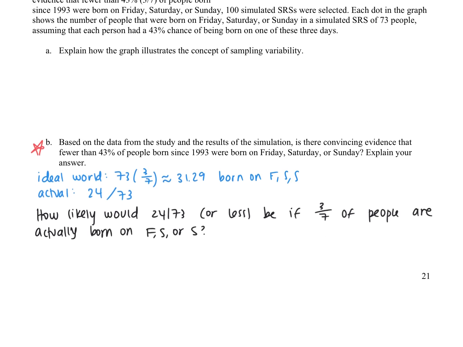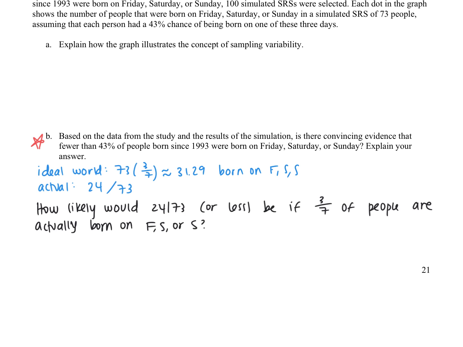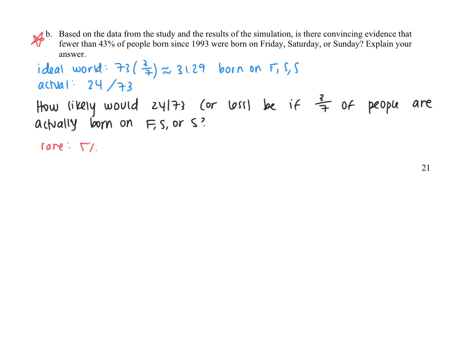Have we talked yet in stats about what the cutoff is for something that's considered rare? No? Okay. The cutoff for rare in stats is generally 5%. So because we got 6%, which is greater than that 5%, that 24, it's not going to happen a lot, but it is going to happen, even if 3/7 is true. So is there convincing evidence? We would say no, there is not convincing evidence.